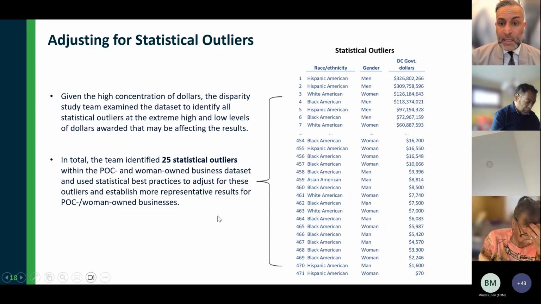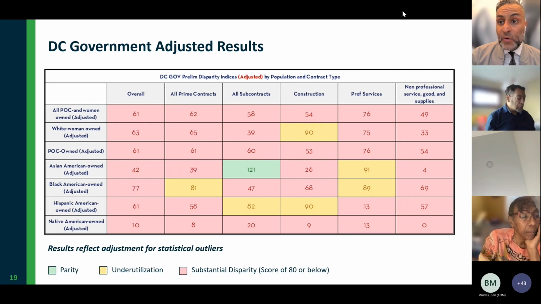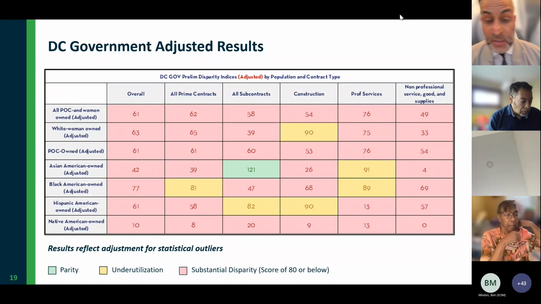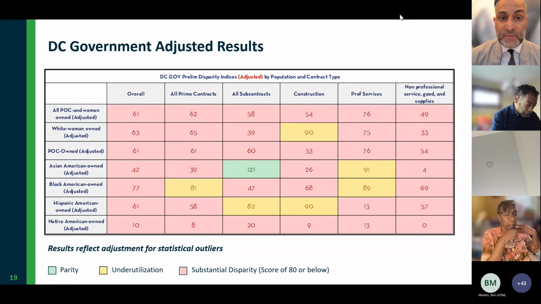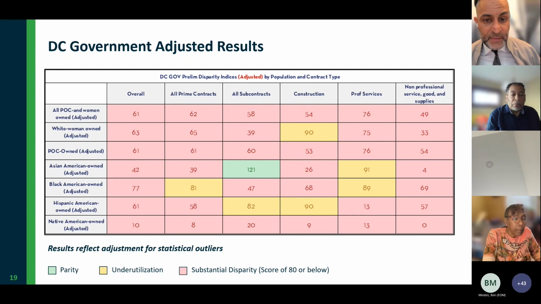And what we found was a set of results that revealed far more substantial disparities. So when you adjust results for statistical outliers, what you find overall is substantial disparities for all relevant racial, ethnic, and gender groups. Substantial disparities for all groups except for Black American-owned businesses for prime contracts, and even Black American-owned businesses showed a disparity index of 81, so they're just above that threshold for what's often considered a substantial disparity.